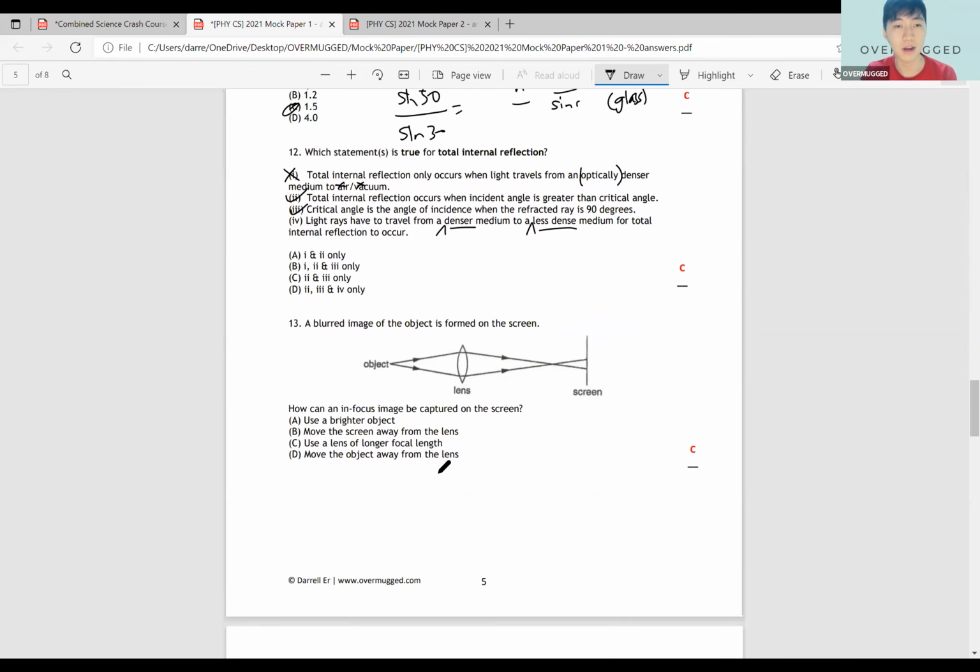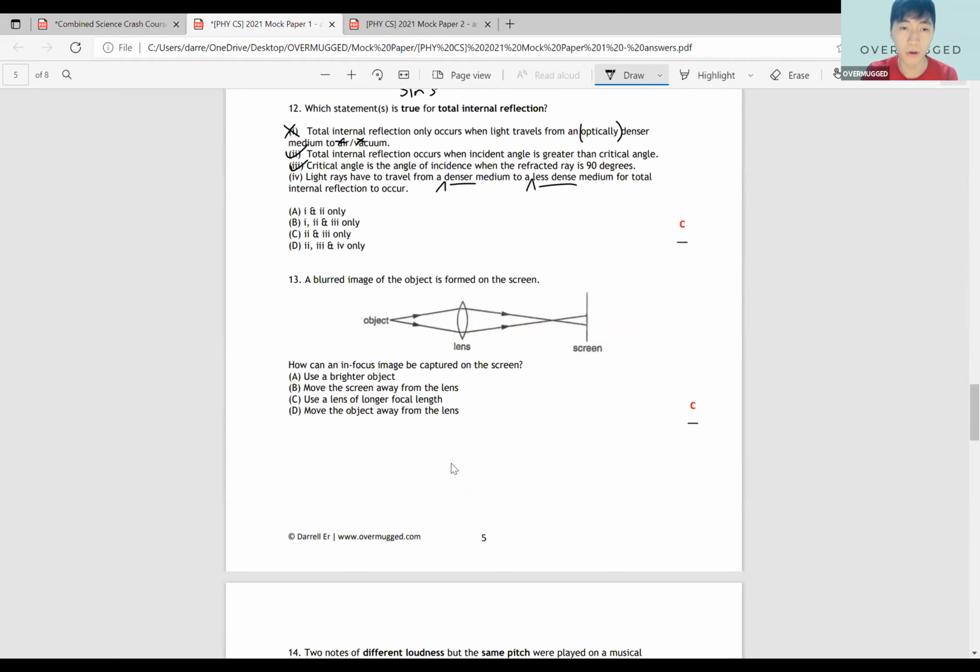Question 13, right? This is a blurry image, because the point of intersection, the sharpest image where all the light rays converge, is here, but the screen is here. So you get a very blurred image. So how do we make sure that the image is sharper? One way is we can move the screen all the way to this point, move the screen forward. But that's not an option here. Another way is to use a lens of a longer focal length, so instead of F being here, F is here. So you use longer focal length, the image will form further away, so the image will be sharp on the screen.